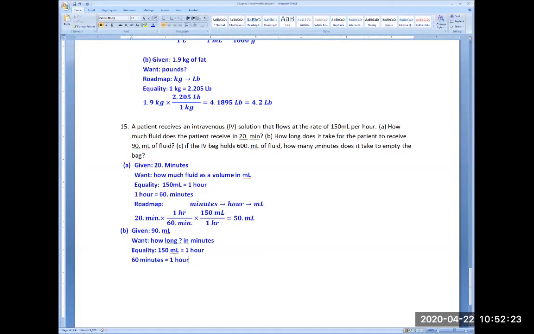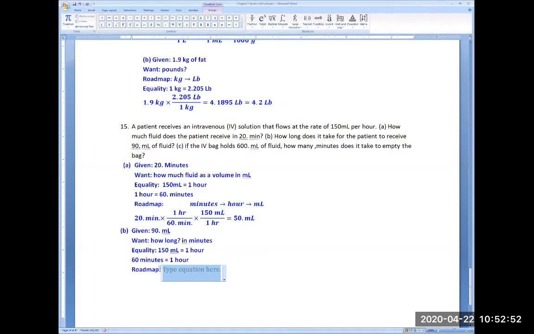So yeah, this problem is a bit more tricky because it doesn't give you the units you need to give your answers with. So it's up to you to find out from the information that is given what would be the desired units. So let's look at the roadmap here.